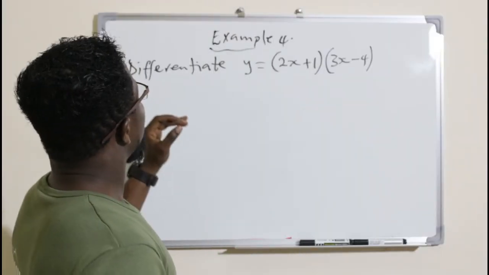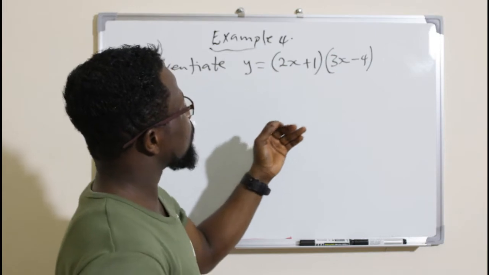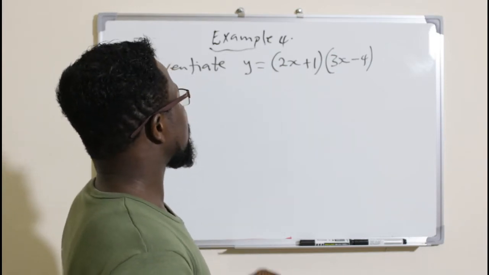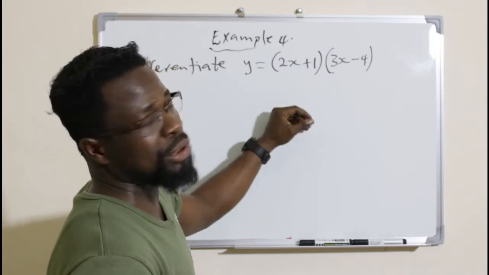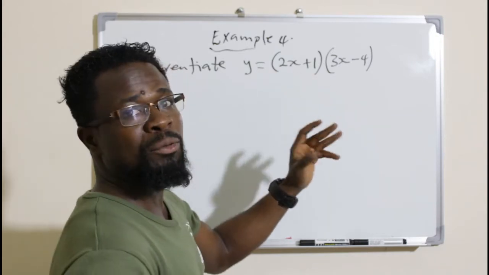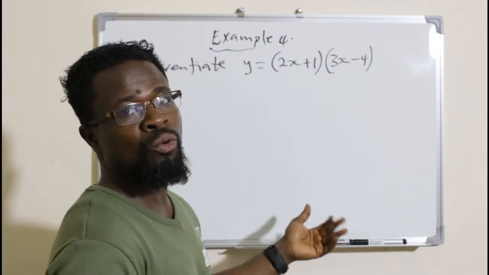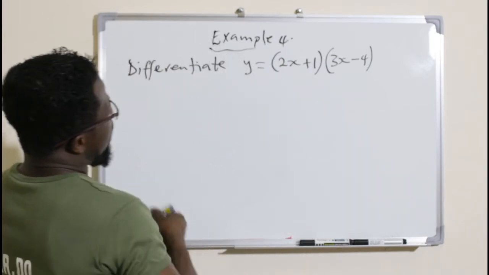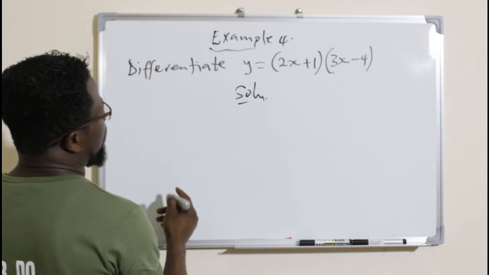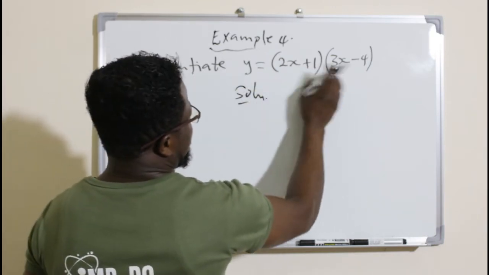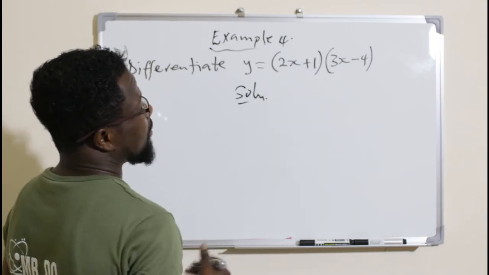Okay, example number 4. We are told to differentiate y equals (2x + 1)(3x - 4). We're going to solve this in a particular way, but when we go into another section, we're going to solve a similar problem differently. But for now, let's apply the differentiation rule. If I have any given function like this, all that I need to do is expand it, and after removing the brackets, we will differentiate the function.